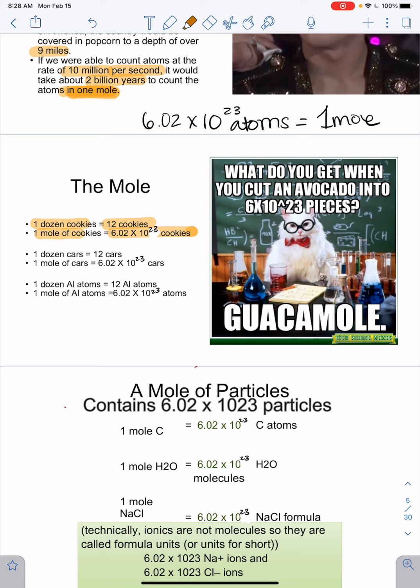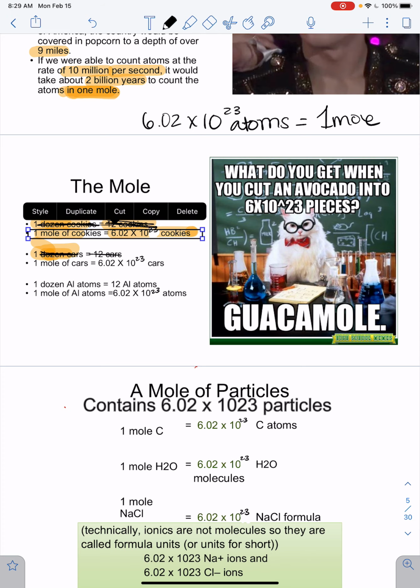6.02 times 10 to the 23rd. Last year, people were getting confused with why I started talking about dozen and stuff. Just because a dozen is a counting unit the same way the mole is a counting unit. A dozen doesn't actually matter. We're not going to be talking about dozen in the future. We're just trying to get you to understand that this is a counting unit, okay? That is 6.02 times 10 to the 23rd items is a mole, okay?